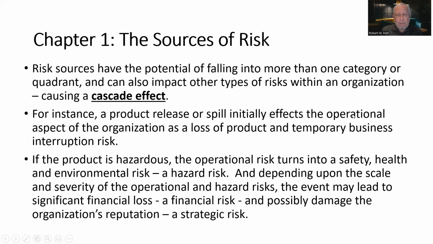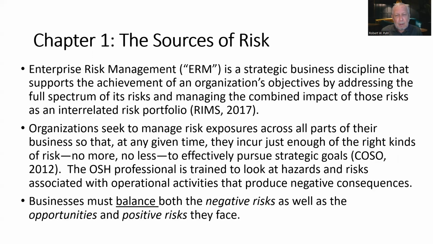Risk sources have the potential of falling into more than one category or quadrant and can also impact other types of risk within an organization, creating what they call a cascade effect. For instance, a product release or spill initially affects the operational aspect of the organization as a loss of product and maybe temporary business interruption risk. And now if the product's hazardous, the operational risk turns into a safety, health, and environmental risk, a hazard risk. And depending upon the scale and severity of the operational and hazard risks, the event may lead to significant financial loss, a financial risk, and possibly damage the organization's reputation, a strategic risk. So something could happen that fits in all 4 of these categories.